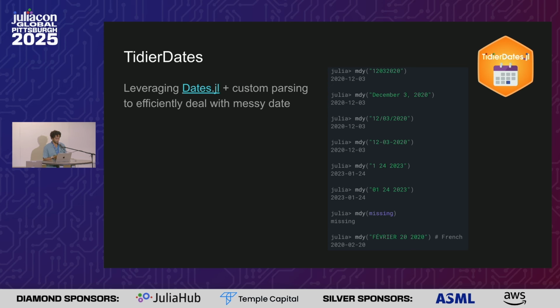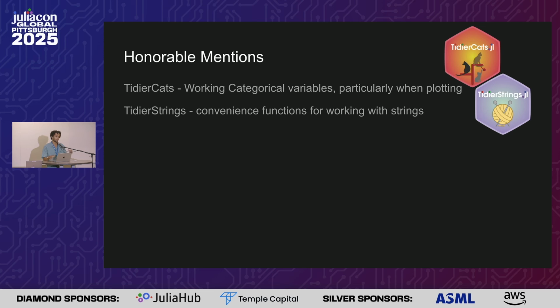A couple of honorable mentions: TidierCats. This is just for working with categorical variables, particularly when plotting. Sometimes you need to lump your categories into new categories, you want to relevel them, you want to reverse the order. There are various reasons you'd want to do that while plotting, and this is trying to simplify that and take out some of the cognitive burden associated with remembering things. And TidierStrings is a convenience package for working with strings.